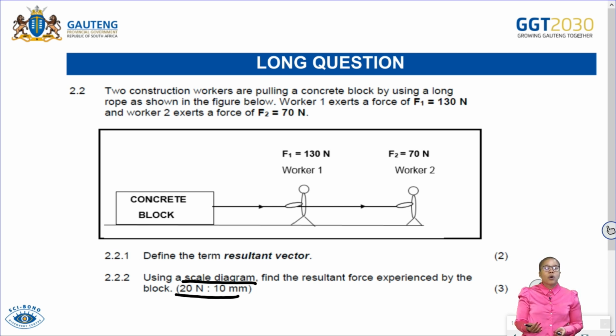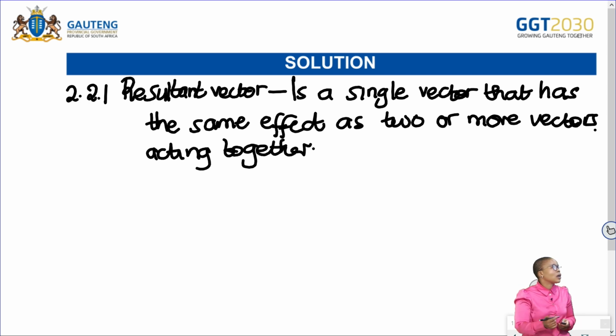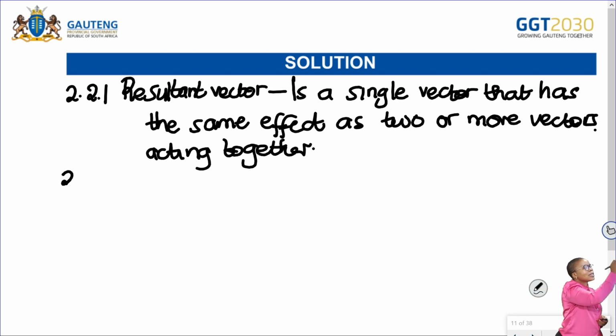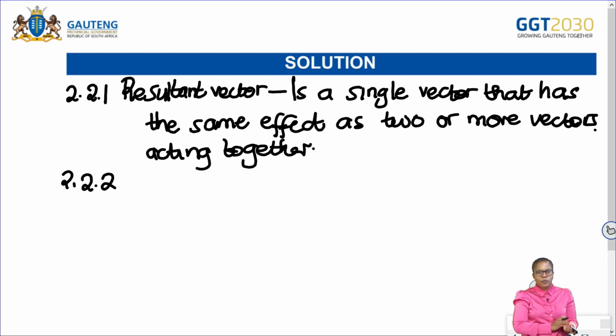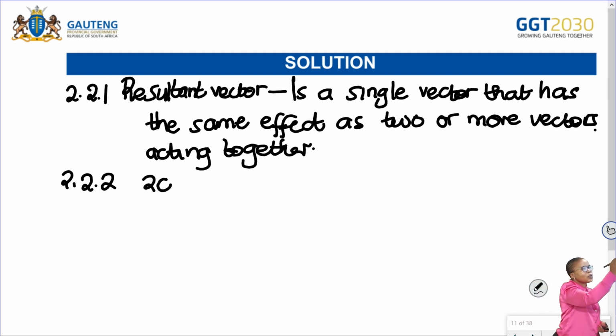Because we can't draw that 130 on a piece of paper, let's look at how we can best answer this question effectively. So we're looking at question 2.2. Let's start with the scale. Your scale is saying 20 newtons is to 10 millimeters.